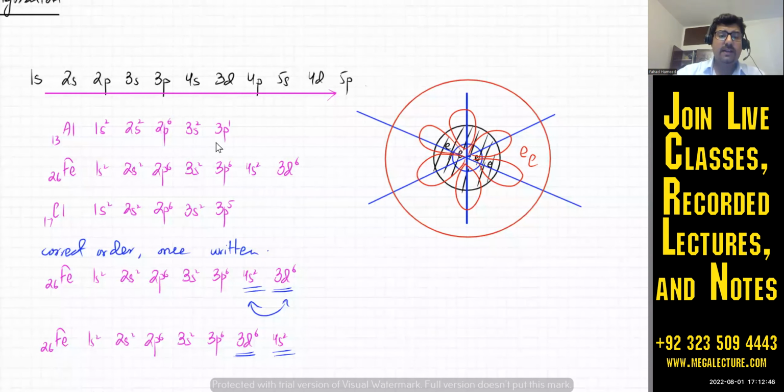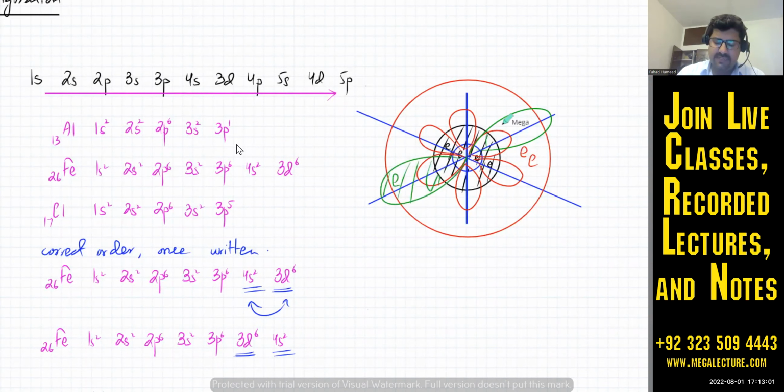Now 3p has 1. 3p means you've got 3 orbitals, but only one of them has 1, so it could be any one of them. 3px, let's call it. So there's 1 electron with its negative charge distributed on the 3p1. So aluminum would kind of look like this.